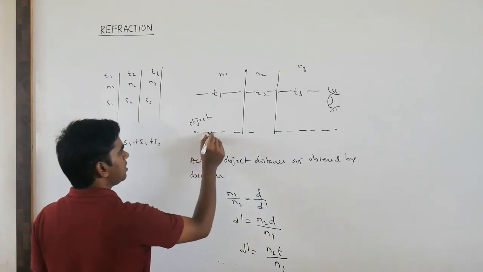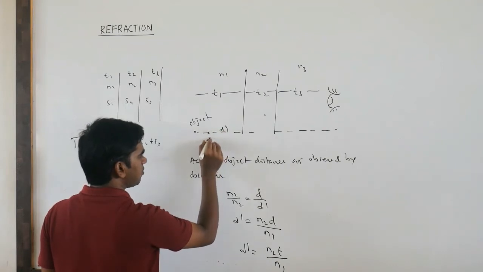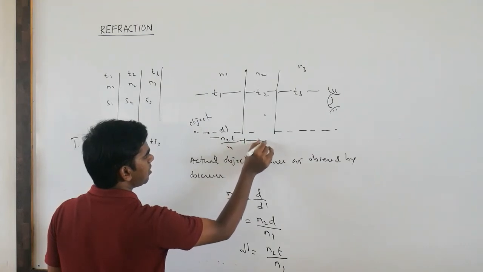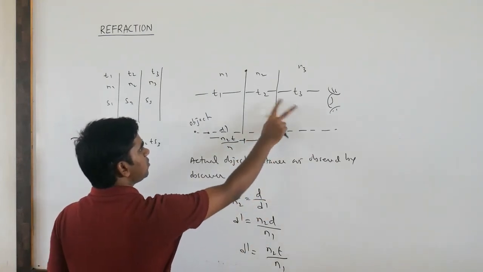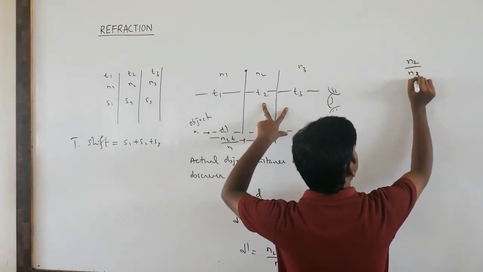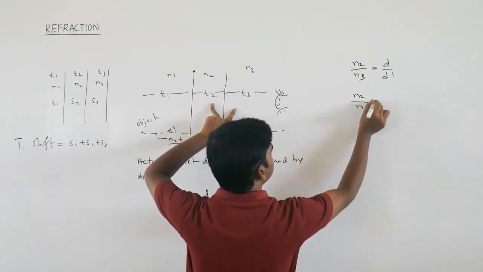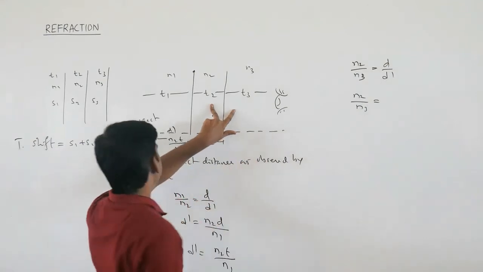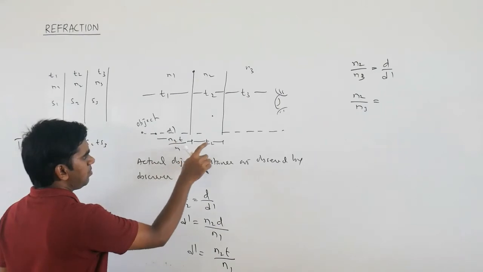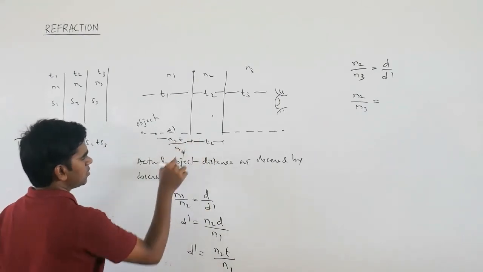With respect to the observer here, the D dash from here to here is N2T divided by N1, and from here to here it is T2. Now come to these two mediums. For these two mediums, you can write N2 divided by N3 equals D by D dash. Here D is the real depth. So the real depth is N2T by N1 plus T2.